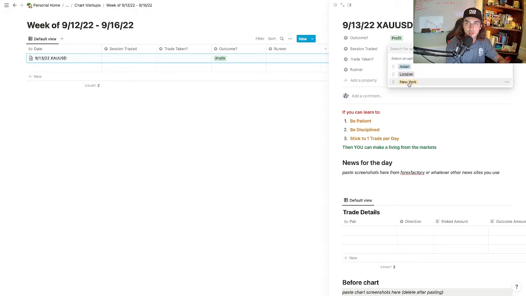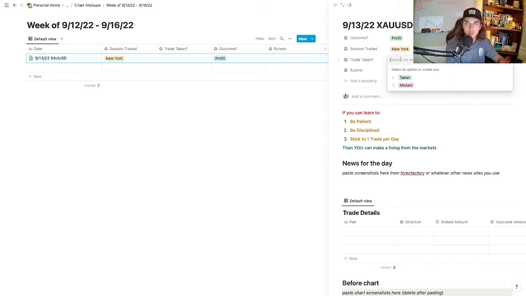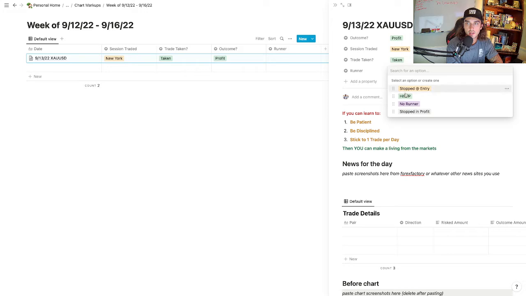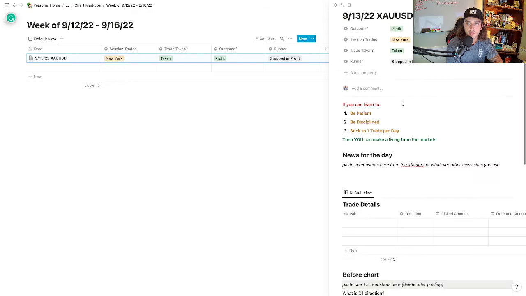Session traded was New York. Was the trade taken or missed? So this is a good way that, even if you are marking up the charts and you're missing trades, you can still keep it in your journal as a log, just to see what would have happened if I'd taken this. So obviously this is taken, and then runner stopped at entry, hit TP, no runner, stopped in profit. Today my runner was stopped in profit.